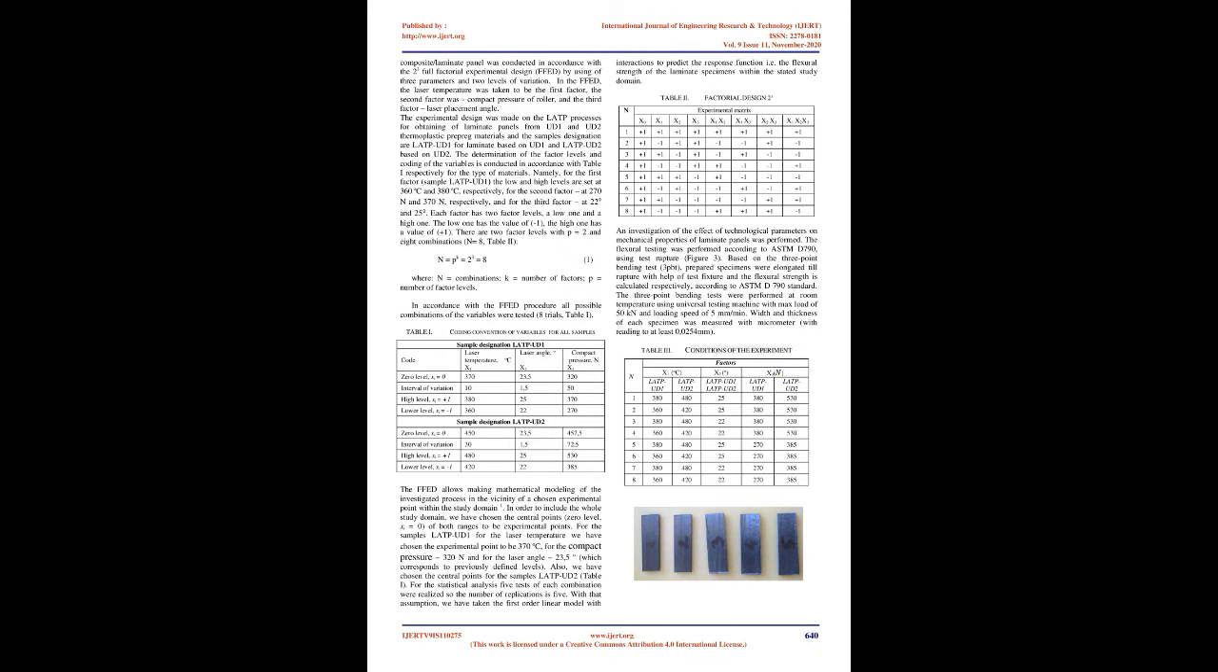During the tape laying, several factors were observed: layup speed, tape temperature, laser temperature, tape tension, the type of laser optics, cooling of mandrels, the cooling of the roller, compact pressure of the roller, etc., so that a thickness of 1.5 mm in the composite plates was attained, with 8 layers of prepreg. The preparation of the composite laminate panel was conducted in accordance with the 2^3 full factorial experimental design, FFED, using 3 parameters and 2 levels of variation. In the FFED, the laser temperature was taken to be the first factor, the second factor was compact pressure of the roller, and the third factor the laser placement angle.